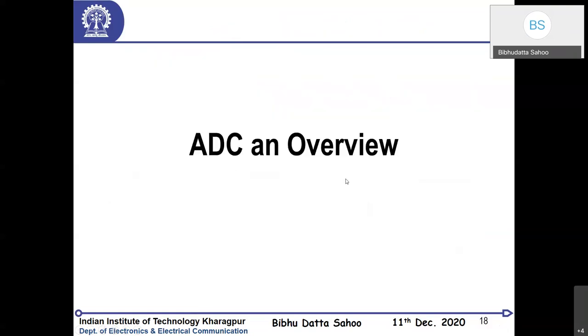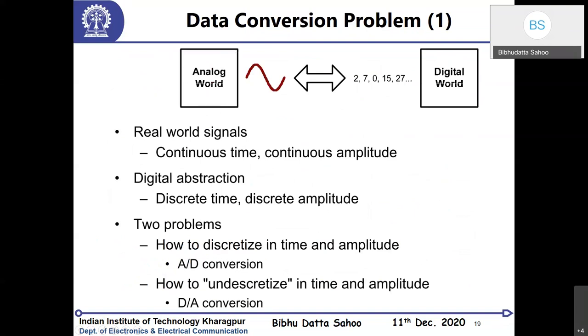So now, having said the application space, let's move on to the data conversion problem. As I said, the real world is analog. The processing world is digital. So we like to process everything in the digital domain because of the reasons we have already outlined. Now the two problems that arise are how to discretize in time and amplitude. When you go from the analog world to the digital world, there are two kinds of discretization happening. First is discretization in time, and then discretization in amplitude. Discretization in time leads to discrete time signal processing, and discretization in amplitude and time leads to digital signal processing.